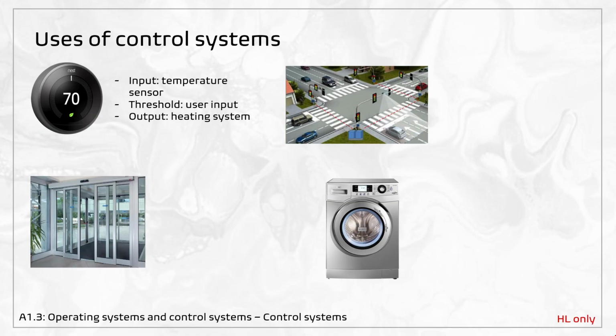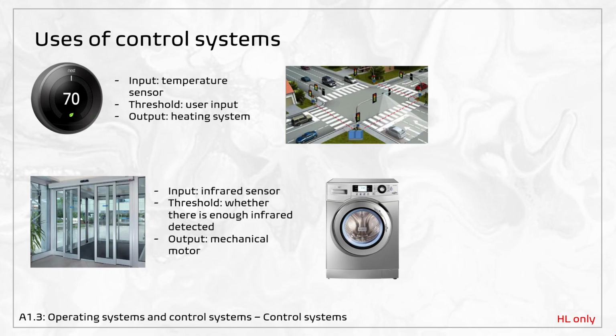For the automatic door, the input is actually detected by an infrared sensor. The door is meant to open when a human walks near, and a human emits noticeably more infrared to its surroundings. The threshold is when the sensor detects enough infrared, and if it does, mechanical motors slide both sides of the doors open for the guy walking past. This is an open loop system because the door's opening does not affect the amount of infrared the infrared sensor detects.